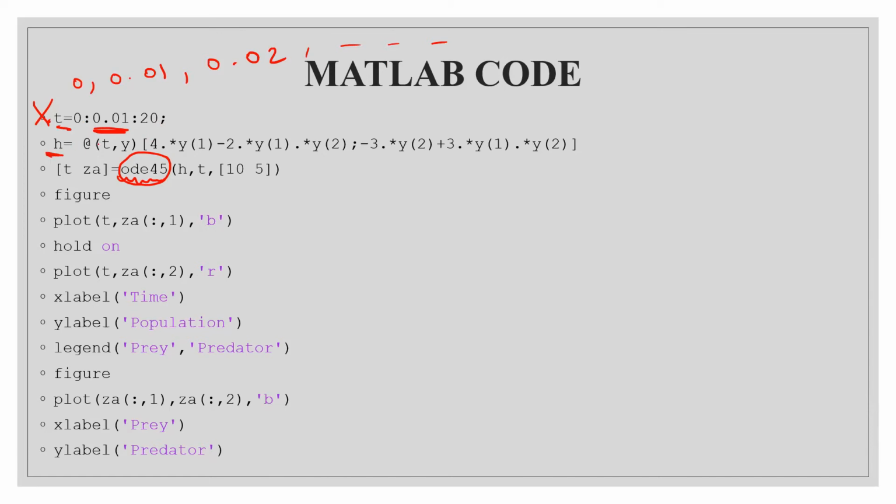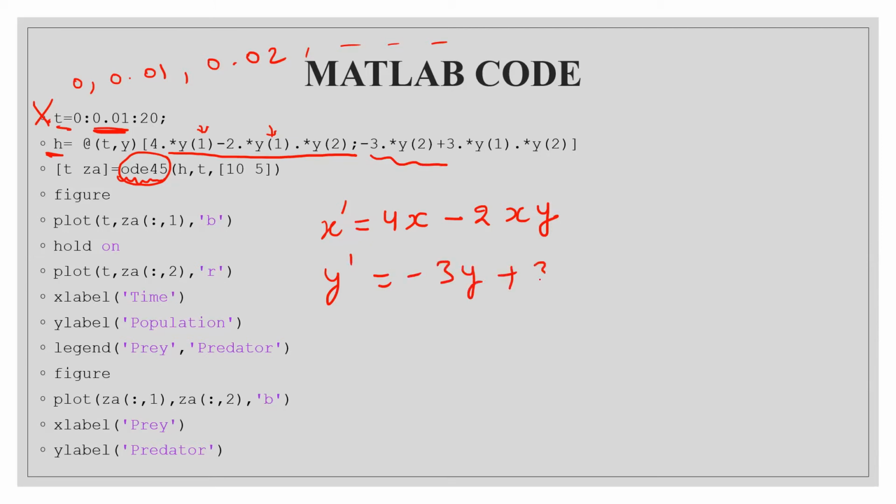Now I am creating a function in t and y, and you will see that this is nothing but my differential equation. Here y1 is x, we have to write it this way: this y1 is the first species and this is the second species. So if I write 4x minus 2xy, this is my x dash. Y dash is minus 3y plus 3xy.